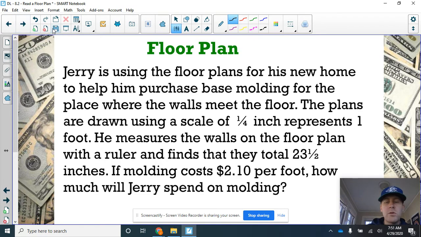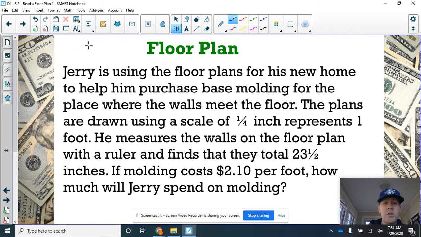Before we get into those questions, we're actually going to do some that involve proportions. As a reminder, a proportion is when we set two fractions equal to one another, and we solve a proportion by using cross multiplication.